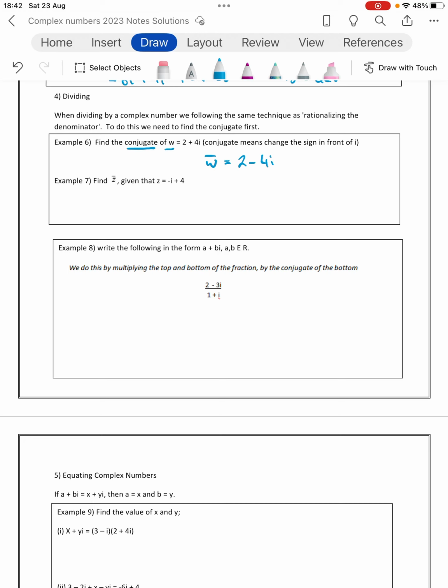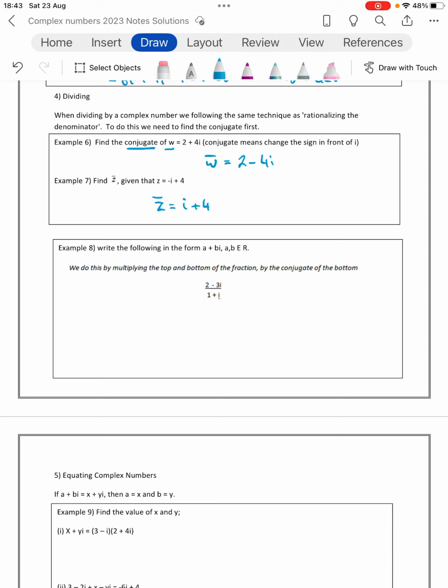If you take a look at the second one, you'll see it says find z with the little line on the top of it. That's the conjugate of z, and they give us the z. Again, all we're doing is changing the sign in front of the imaginary part. So z with the line on top of it will be a plus i and a plus 4. It doesn't matter the order you write those numbers in, but make sure you change the sign in front of the i.